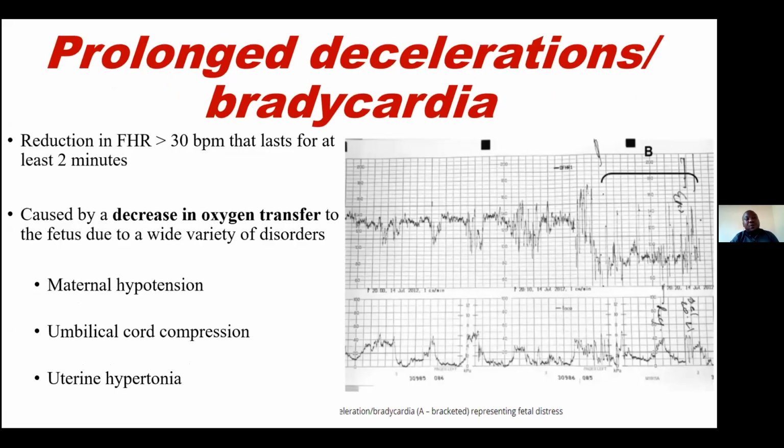Next is the prolonged deceleration. With this one, again, there is a reduction in fetal heart rate of more than 50 beats per minute. When you look at this CTG, you are seeing the trace orientation going down. It's showing down with the same variability in the fetal heart rate. What you see at the bottom is a kind of contraction.